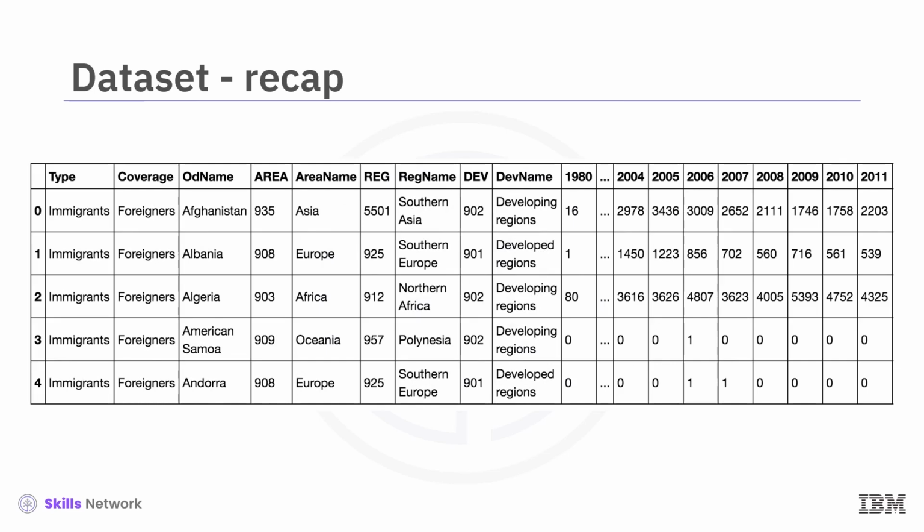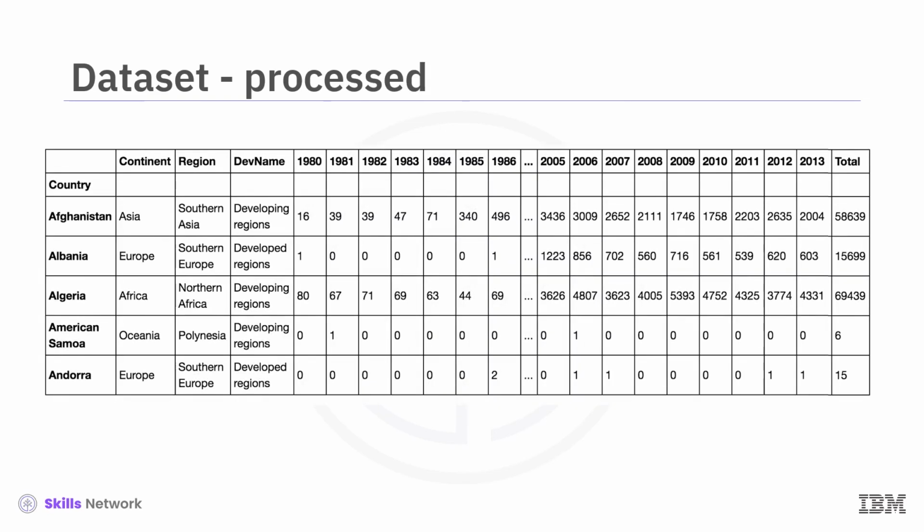Each row represents a country and contains data corresponding to the status of the country in terms of where it is located geographically and whether it is developing or developed. Each row contains numerical figures of annual immigration from that country to Canada from 1980 to 2013. Now, let's process the data frame so that the country name becomes the index of each row. This should make querying specific countries easier.